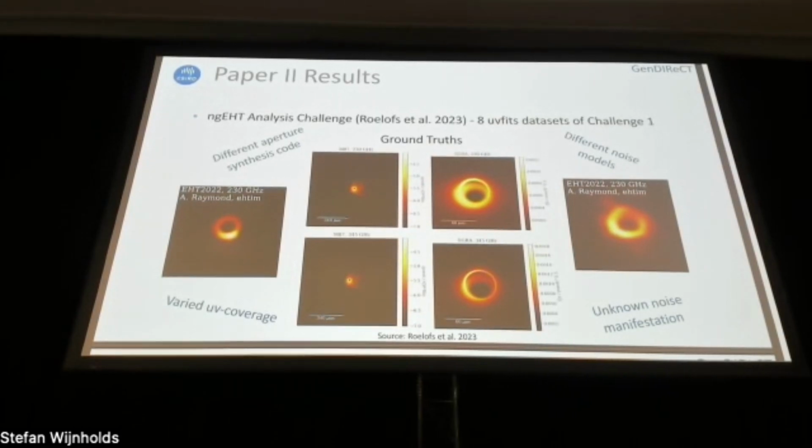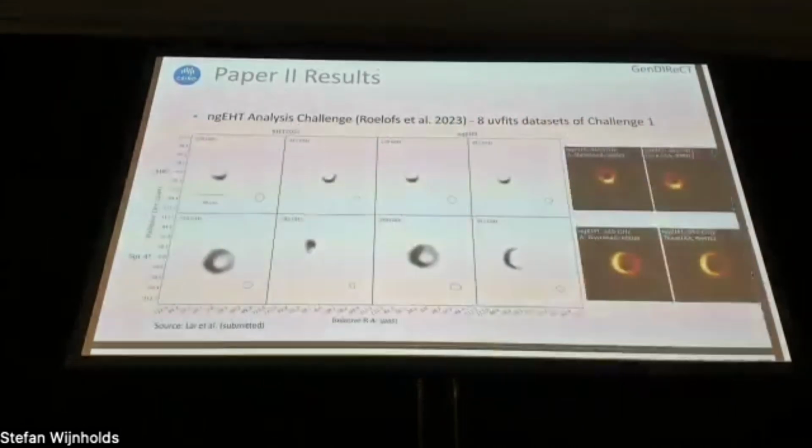In the middle here, you see that they have 2 ground truth models. There's the M87 on the left and Sagittarius A-star on the right. And we have independent reconstructions, taken directly from the Roloff's paper. These are from a different individual who's done the reconstructions with, in this case, EHTM code. And so here's how we do.